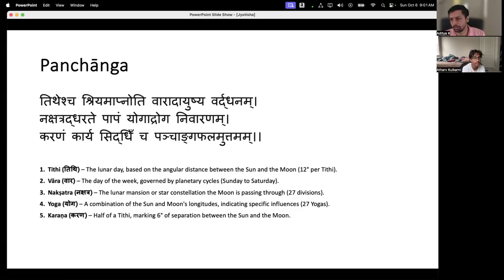Karana is basically you take a tithi. So basically we said 15 tithis. You take a tithi, cut it down into half. Each half of that becomes one Karana. Okay. So yoga and Karana, we don't hear about that often.